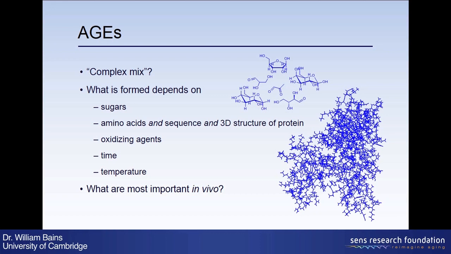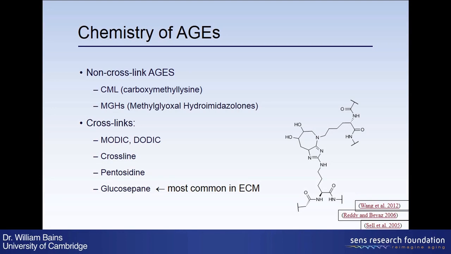There are two categories of advanced glycation end products, of which I'm only really going to talk much about one. The non-crosslink advanced glycation end products are glycation end products which, if you've got a protein, are stuck on the outside. So they're modifications of the protein, but they don't link the protein with another protein. Ones people talk about are CML, carboxymethyl lysine, which is common in man and used quite commonly as a marker for glycation in humans.